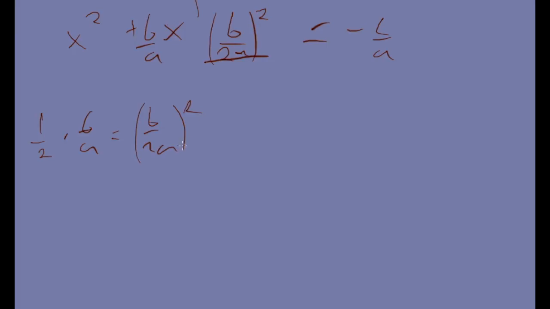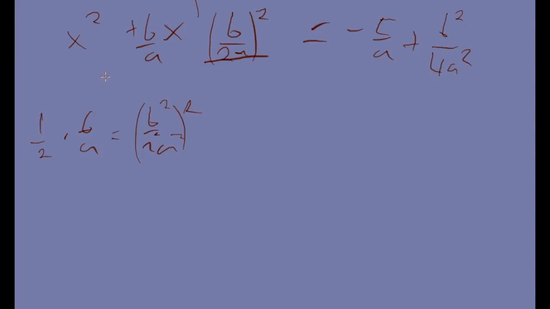And then I'm just going to go ahead and square everything in here. This is how you square everything: you just square everything in the parentheses. It's a c. Handwriting's awful. Plus b squared over 4a squared.